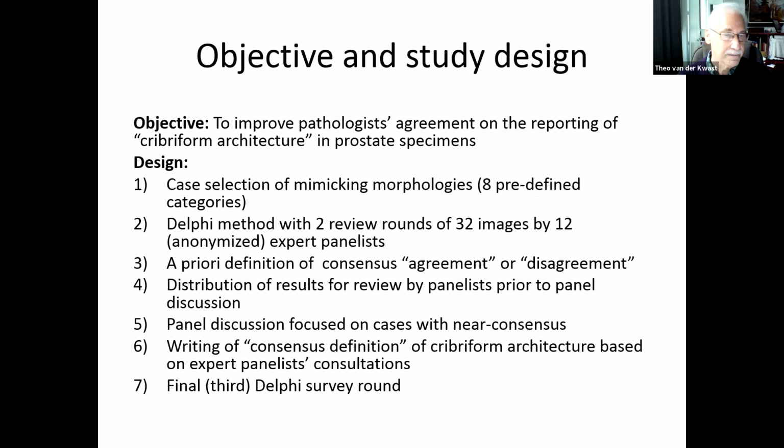The objective given to the working group was to improve the pathologist agreement on the reporting of cribriform architecture in prostate specimens. After 2 rounds of anonymized surveys consisting of questions and images with feedback of the results of the previous round, a panel discussion was organized and subsequently a definition was drafted, followed by a final 3rd survey round. Prior to the surveys, a definition of consensus was formulated.